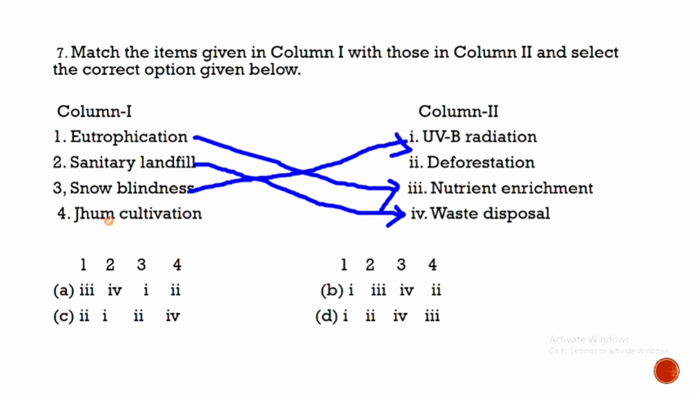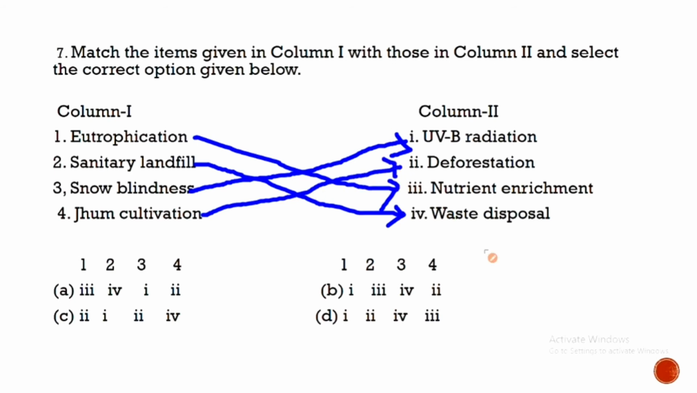Now last, the jhum cultivation. Jhum cultivation is where land is cultivated temporarily and then abandoned. Okay, the land is cultivated temporarily and then abandoned, and then it can revert to its natural vegetation. One of the adverse effects of jhum cultivation is deforestation, as it leads to deforestation. So 4 is 2.